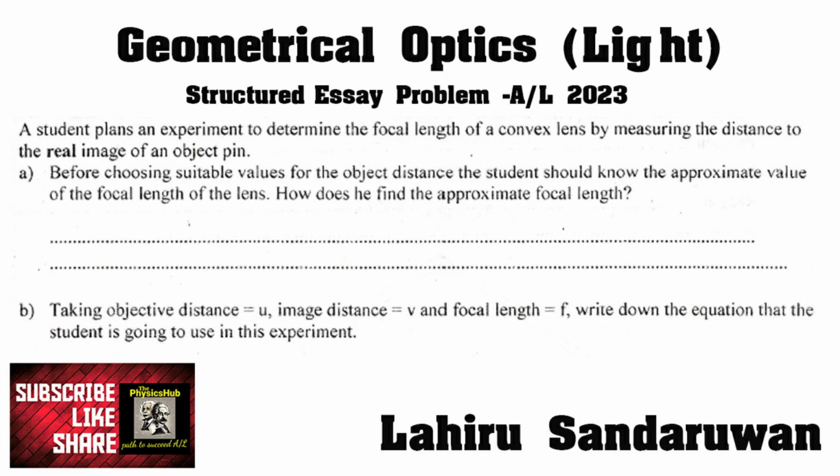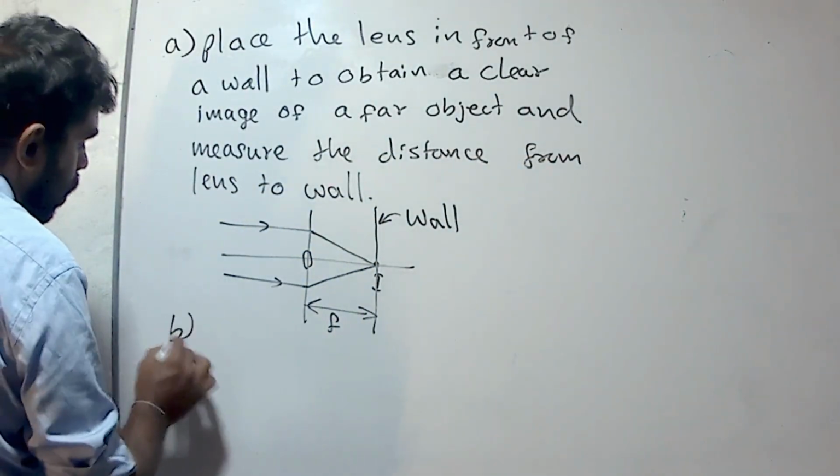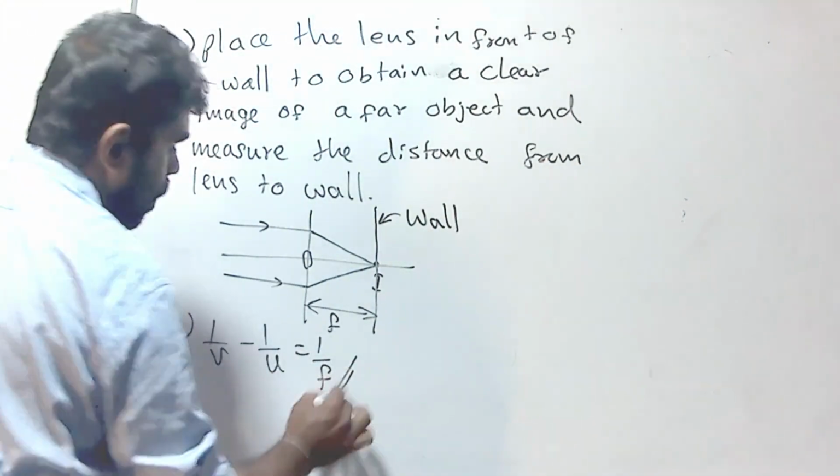In part B, taking the object distance u, image distance v, and focal length f, write down the equation that the student is going to use in this experiment. We have to write the lens formula: 1 over v minus 1 over u equals 1 over f.